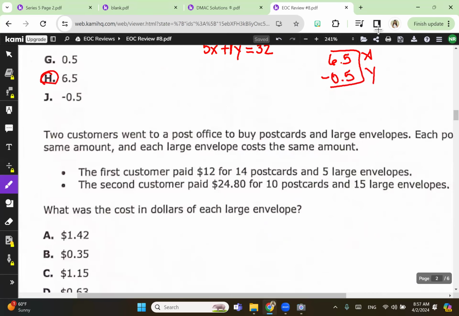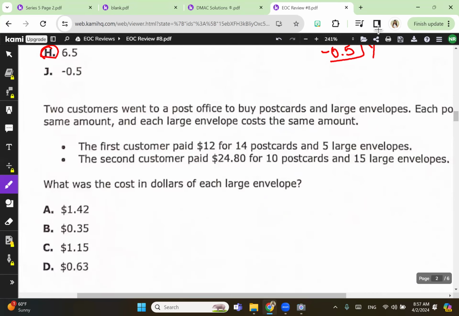Number 9. This is one of those easy ones because they actually kind of just build that equation for you right here. Everybody see it? 14 plus 5, 10 plus 15 equals. Your totals are just in the front instead of the end. So I'm going to rewrite this. So you got 14 postcards plus 5 envelopes equals $12.